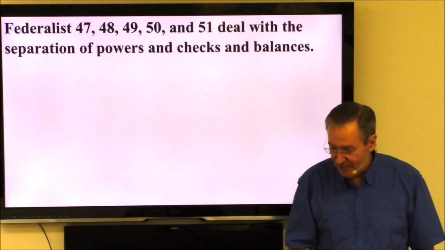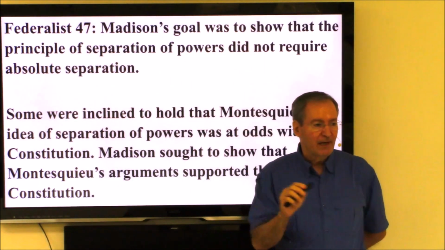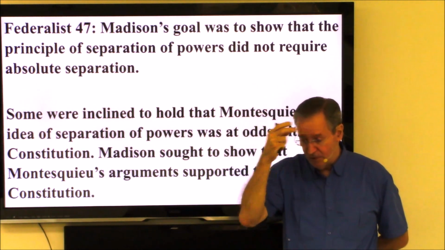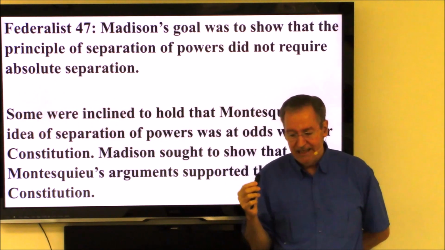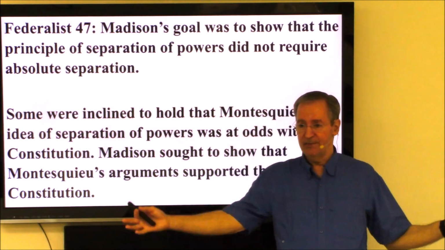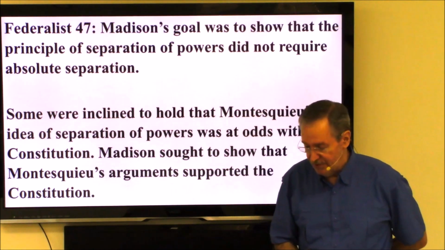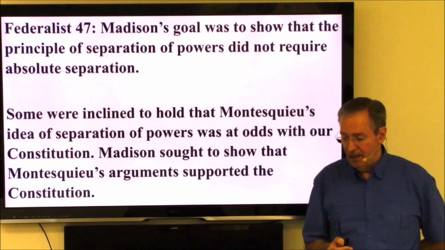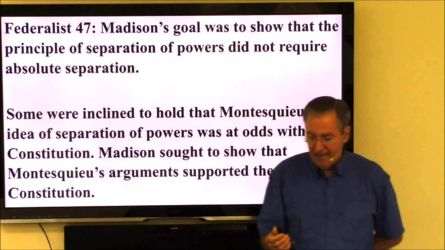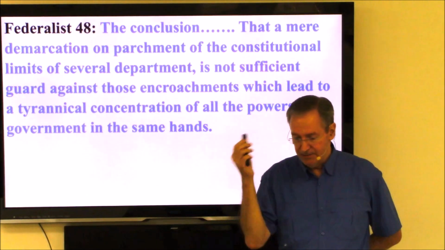Federalist 47, 48, 49, 50, and 51 all deal with the separation of powers. So we'll give you a quick, brief synopsis. In 47, Madison's goal was to show that the principle of separation of powers did not require absolute separation. In other words, they don't have to be completely 100% separated in order for this to work. Some were inclined to hold that Montesquieu's separation of powers was at odds with our Constitution. Madison was pointing out that no, it was not different. And you'll see in just a second.